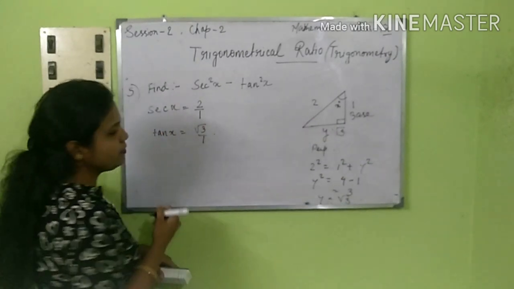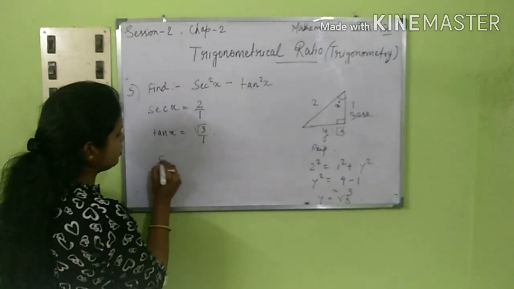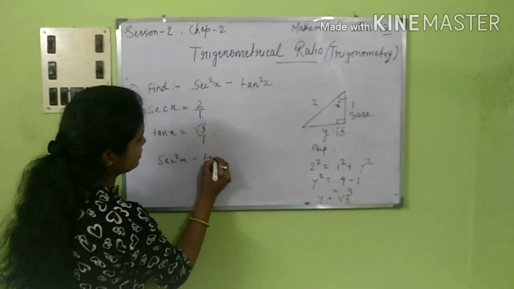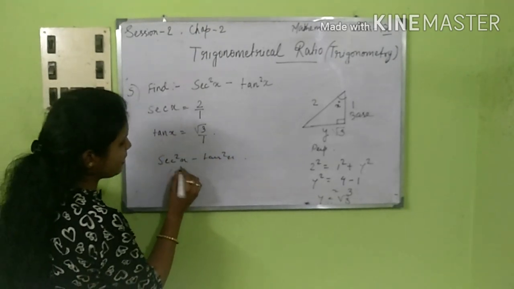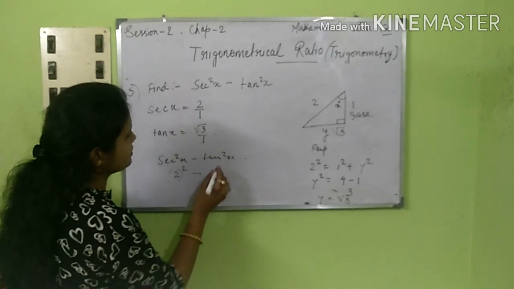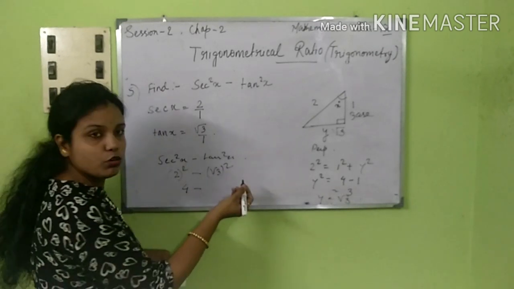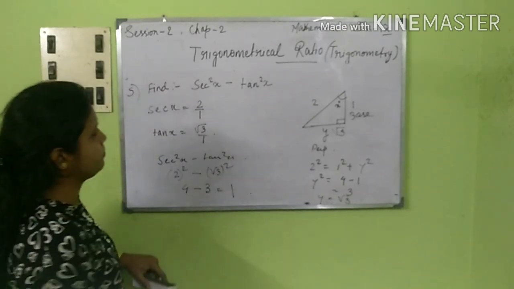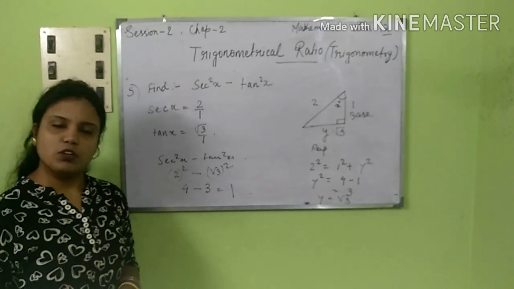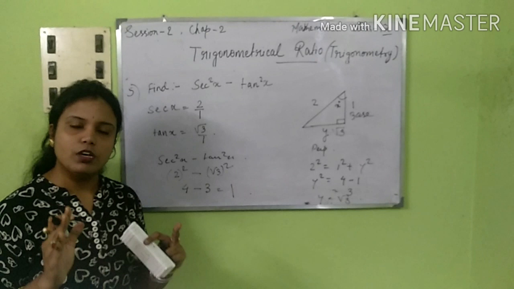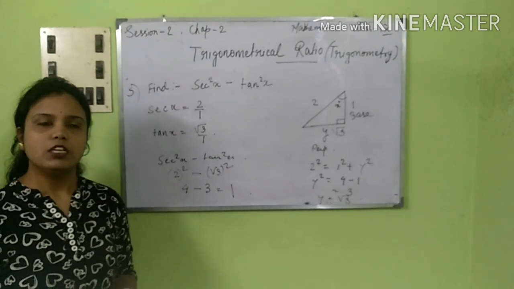Base is 1. So sec square x minus tan square x. You are getting what? Sec square x minus tan square x. Sec square x is 2 by 1, I am now writing 2 square, minus tan square is what? Root 3 whole square. So I am getting 4 minus root 3 into root 3, which will give you 3. That is equal to 1. So sec square x minus tan square x is equal to 1. Okay, just what you need is to know the ratios. That's it. And then you can calculate. Okay, so this is how.